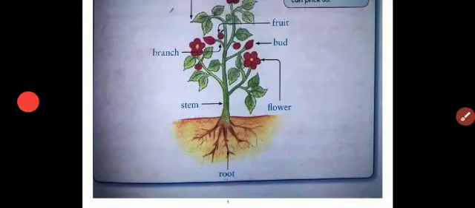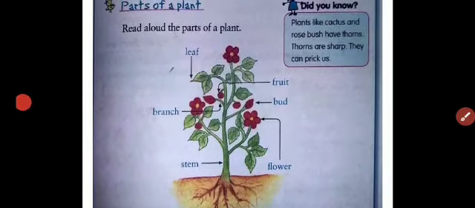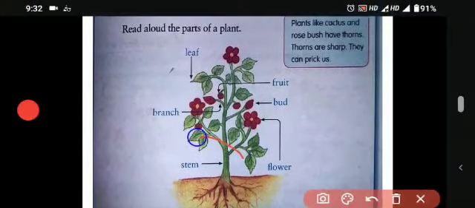And the second most important part of the plant is the stem. So what does the stem do? The stem supports the leaf, flower and fruits and also transports the water and minerals to the branches and leaf.